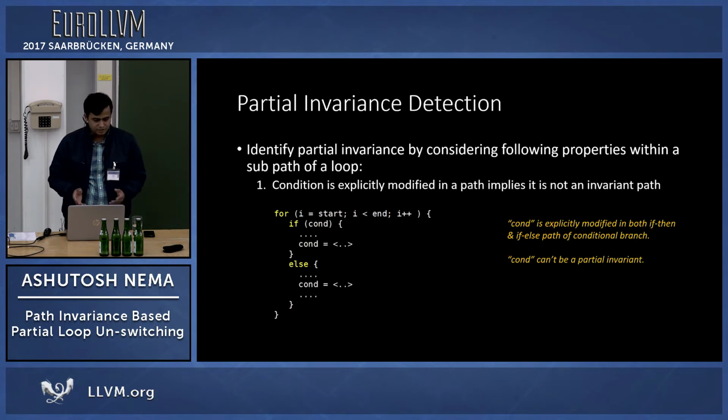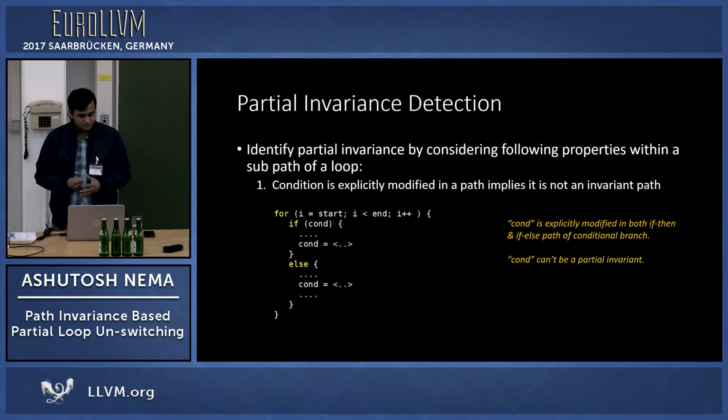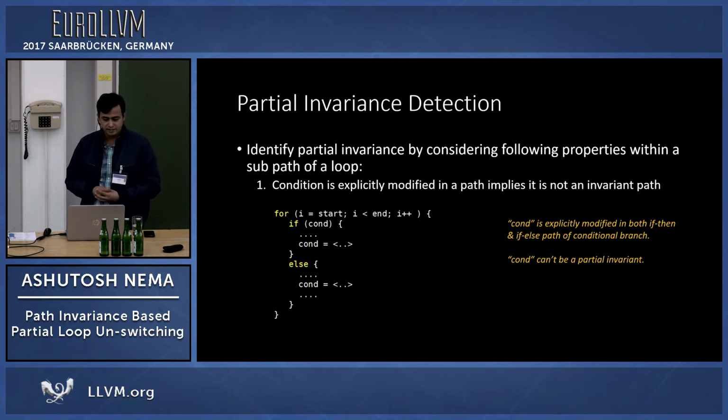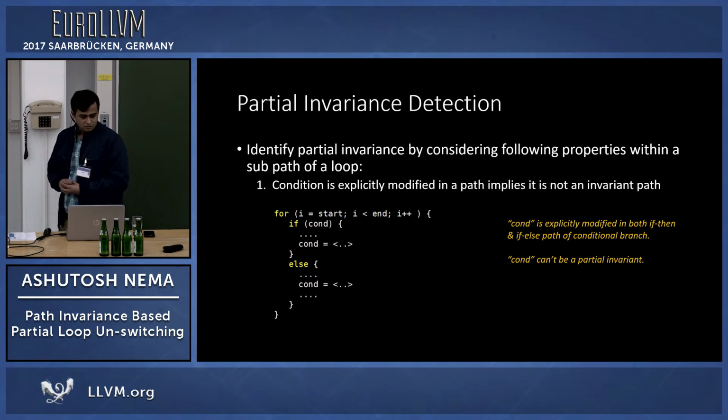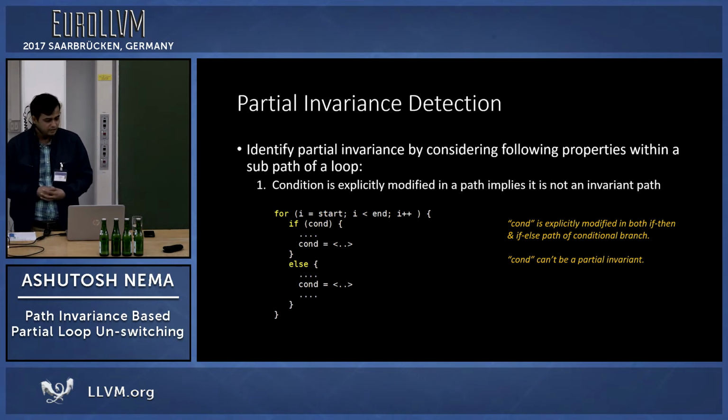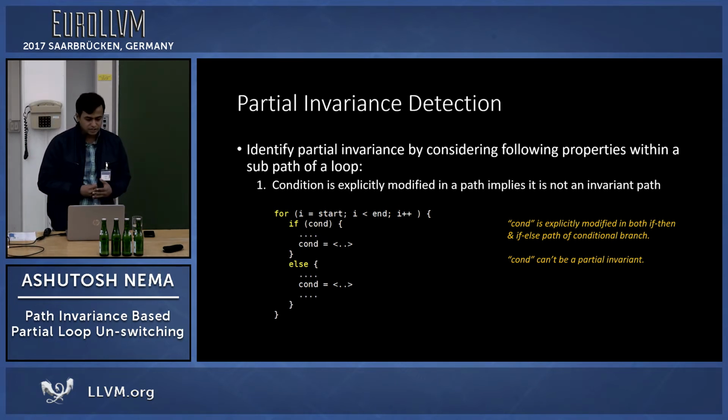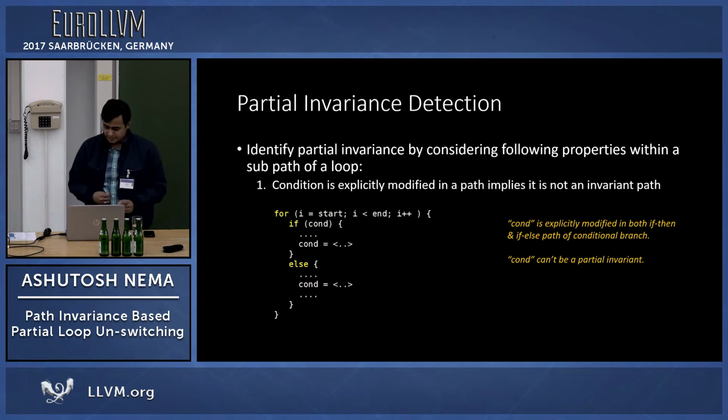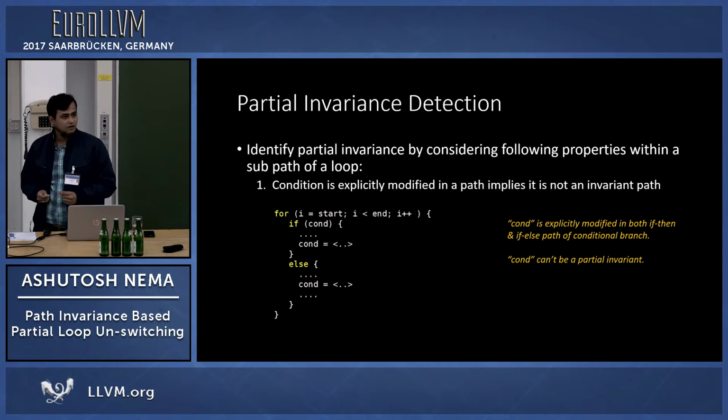So here are a few examples for partial invariant detection. If a condition is explicitly modified in a path, it implies that it is not an invariant path. So in this example, in the true path of the condition, it is explicitly getting modified. So the if then clause is not a partially invariant path. The same applies to the if else clause.